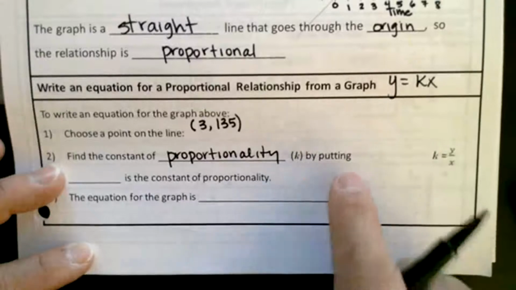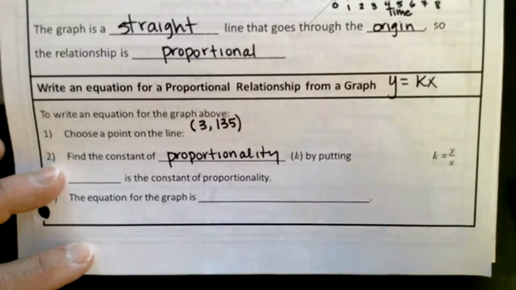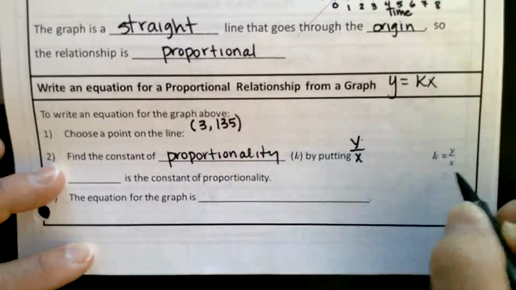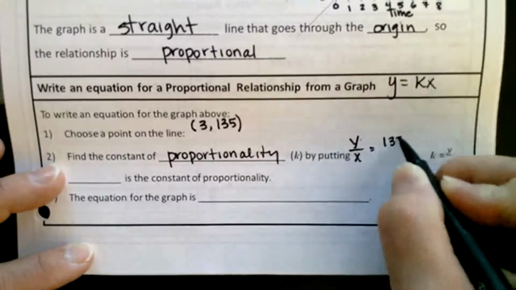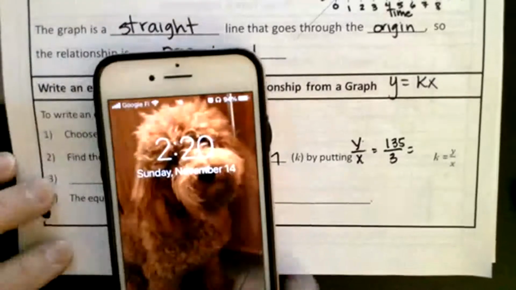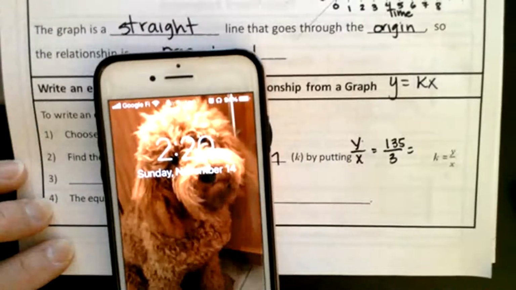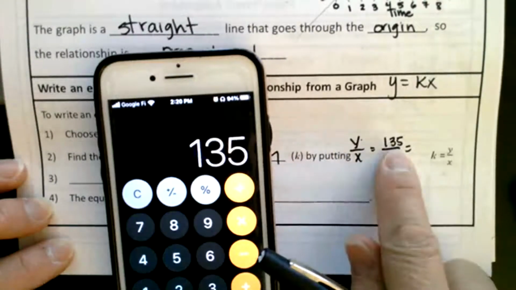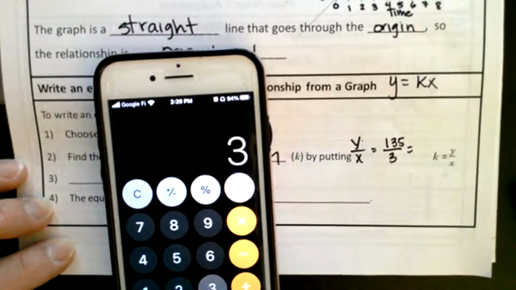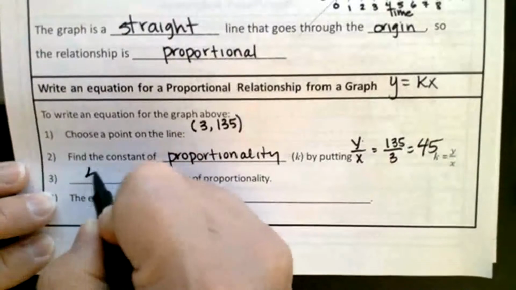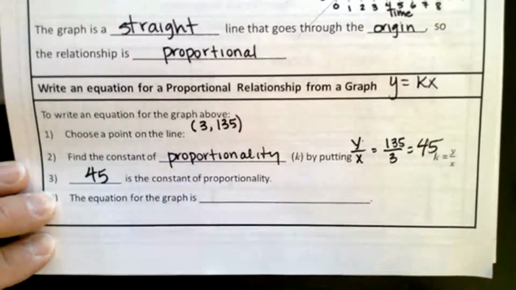Or the k value by putting y over x. K equals y over x, which is 135 over 3. And now I'm going to get out my calculator, right? I'm going to do 135 divided by 3. And I get 45. So 45 is the constant of proportionality, or k, right?